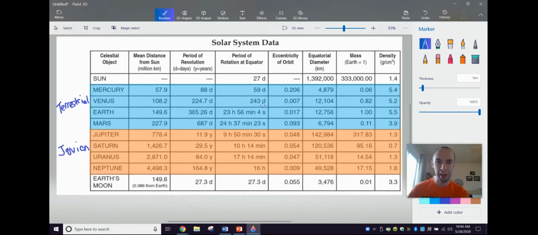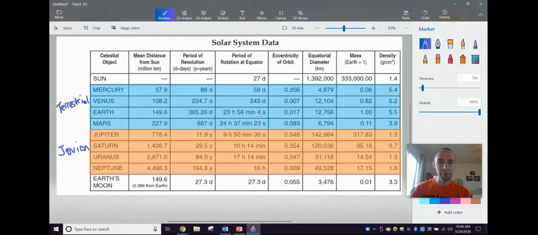One last fact that I'll point out, the period of rotation is how long it takes to rotate, so it's 1 day. Obviously, Earth rotates once every 23 hours, 56 minutes, 4 seconds, so basically 24 hours. That's 15 degrees per hour, right? We've done that math before.